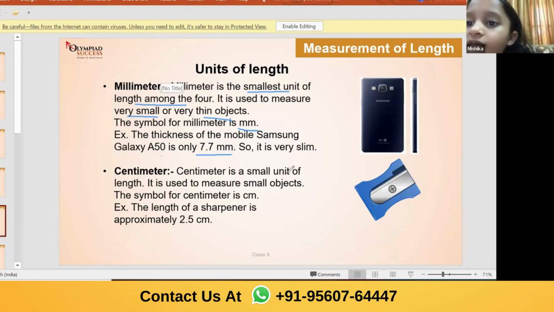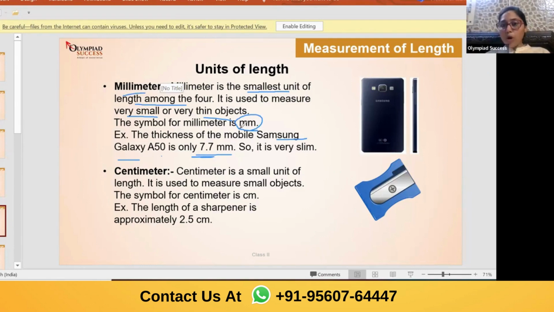Thank you. So millimeter we use to measure very thin objects, less than 1 centimeter. For example, the Samsung Galaxy is 7.7 millimeter. So it is very slim, very thin. And what is the short form of millimeter? It's mm.